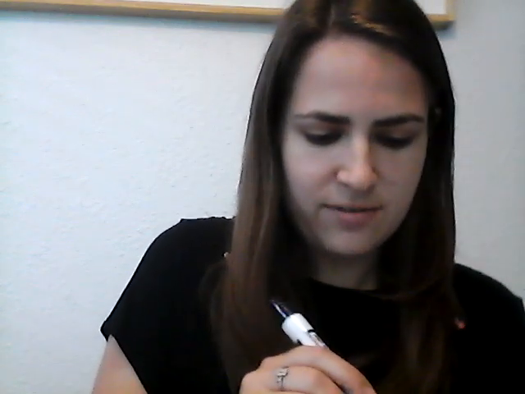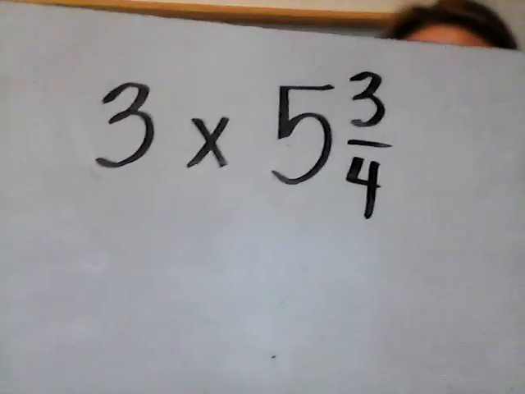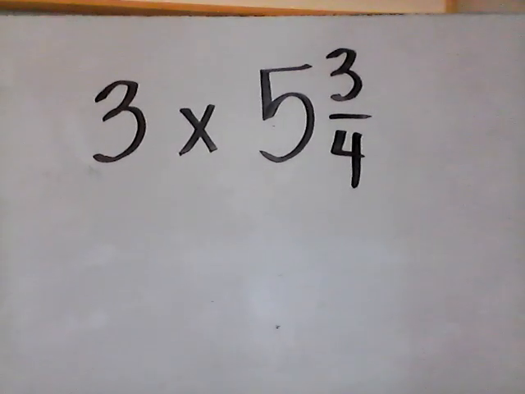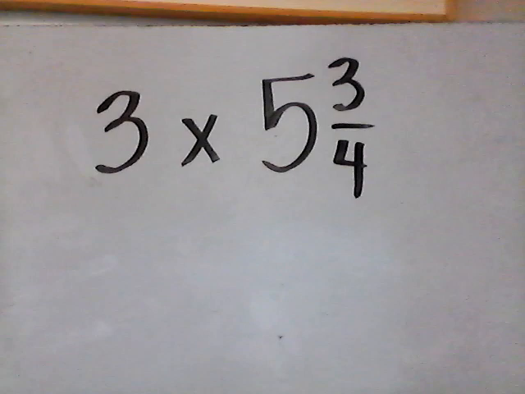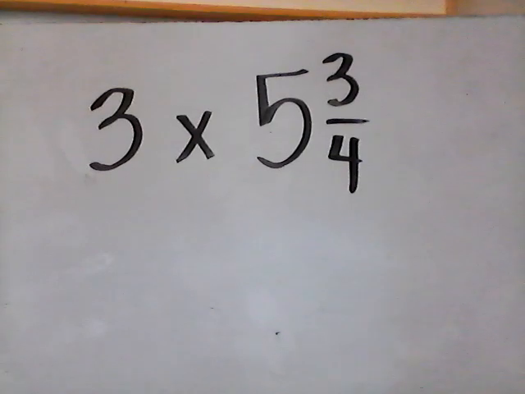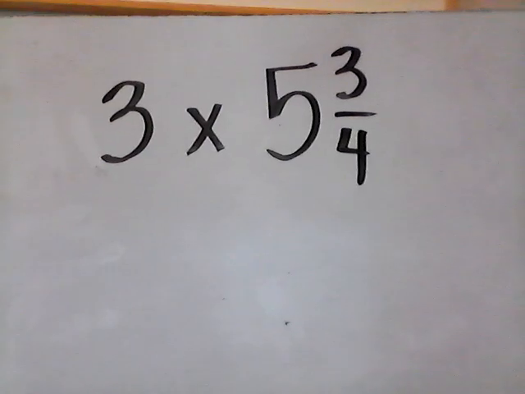The first thing that I want us to do is to review multiplying whole numbers by mixed numbers. So I would like for you to solve the following problem. I would like for you to write this problem on your paper. 3 times 5 3/4. Now this is review from lesson 37 where we addressed the distributive property. So pull that information out of your brain and use it to help you solve this problem. Pause the video and solve.